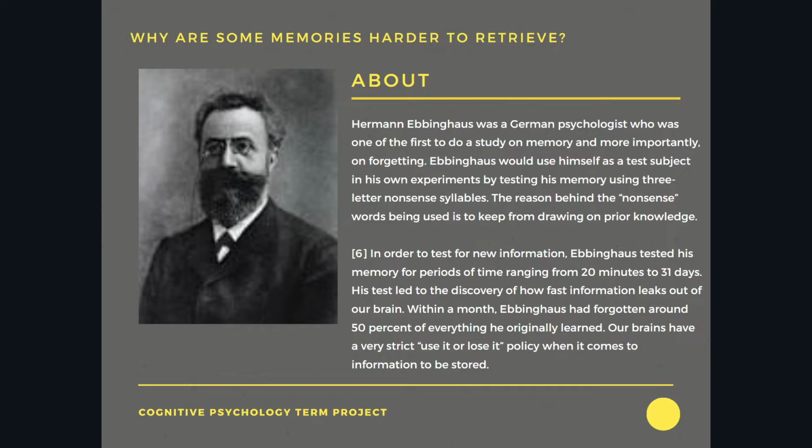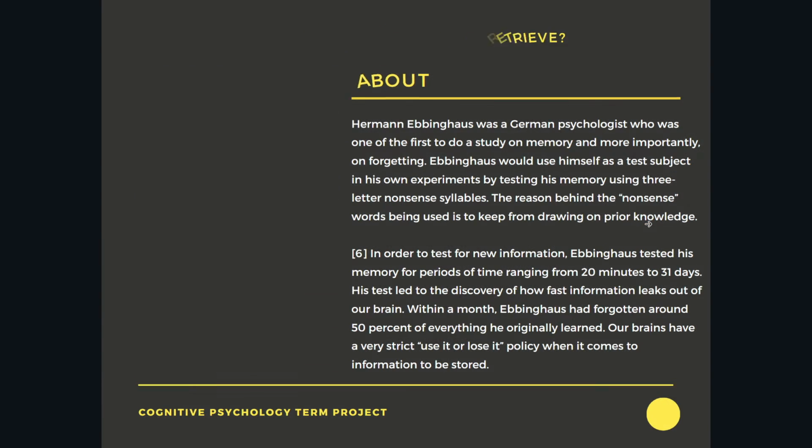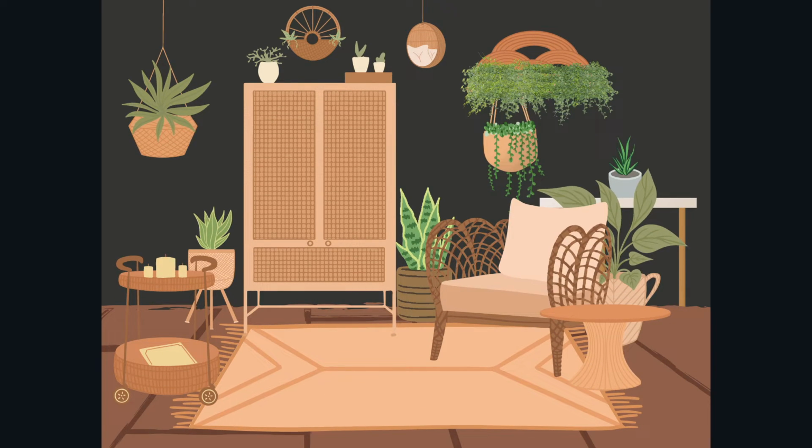In order to test for new information, Ebbinghaus tested his memory for periods of time ranging from 20 minutes to 31 days. His tests led to discovery of how fast information actually leaks from our brains. Not literally, figuratively, but within a month, Ebbinghaus had forgotten around 50% of everything that he originally learned from his test. Our brains have a very, very strict use it or lose it policy when it comes to information being stored. So, how do we go about better storing our memories so that we can recall them later? And the best way to explain it is to give you the example of plants.